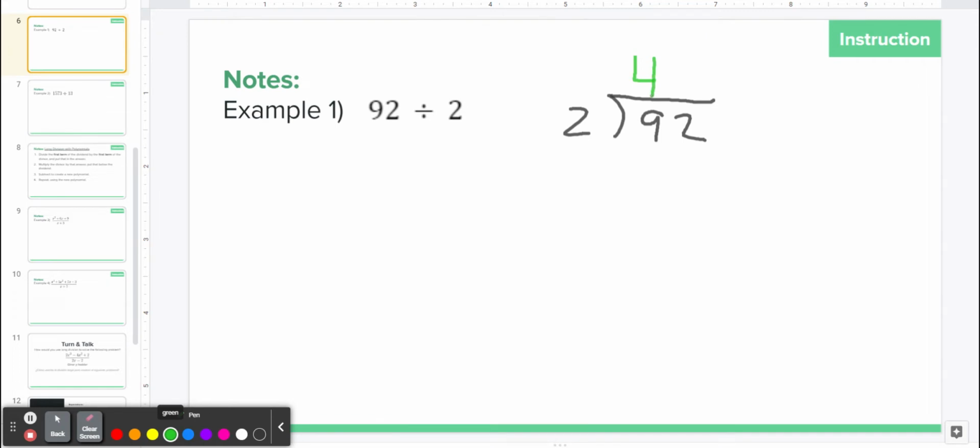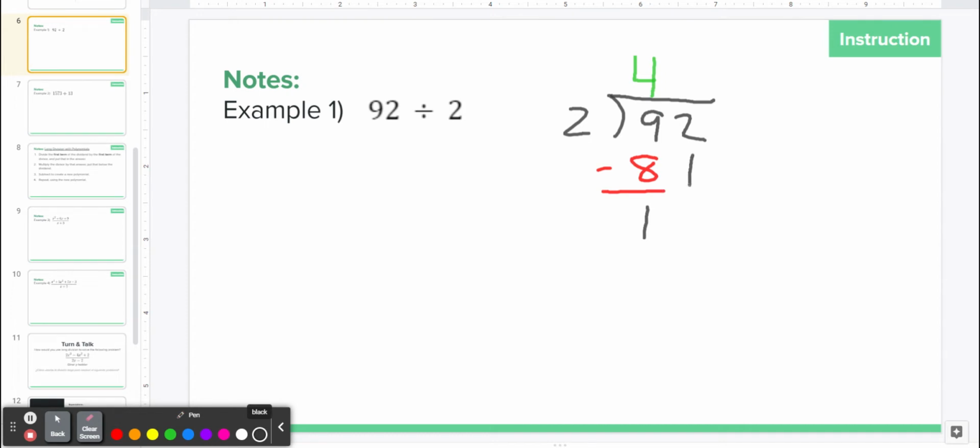Okay, because 4 times 2 is 8. If we add another 2, we'll have 10 and we'll overshoot it. So it gets to 8, but it doesn't get all the way to 9. We need to start thinking about what's left over. So if we do 2 times 4, which is 8, and we subtract it from that 9, we'll be left with 1.